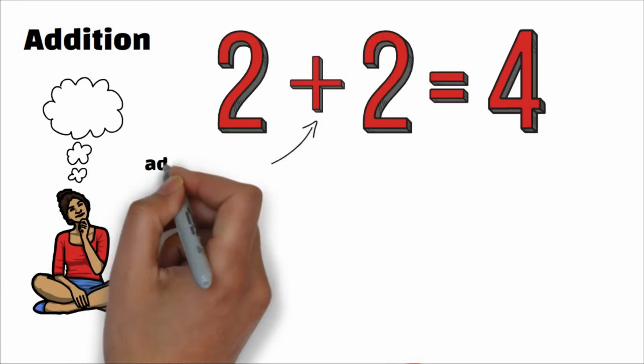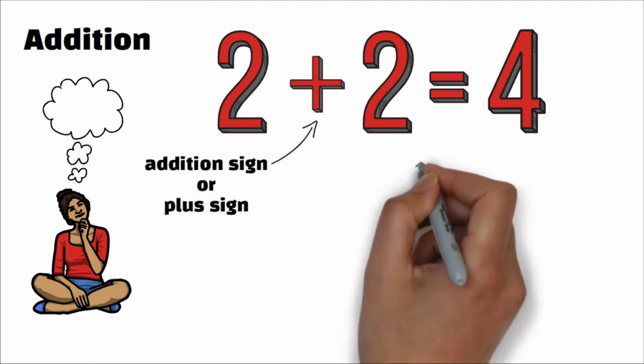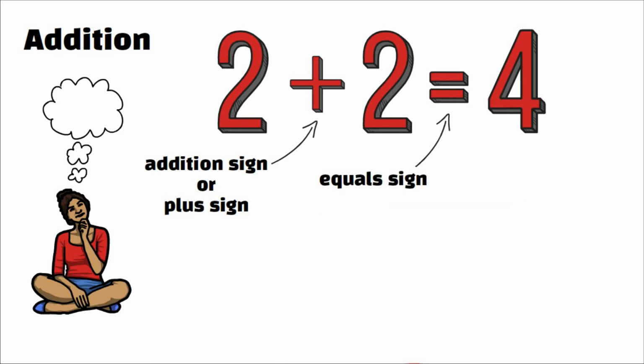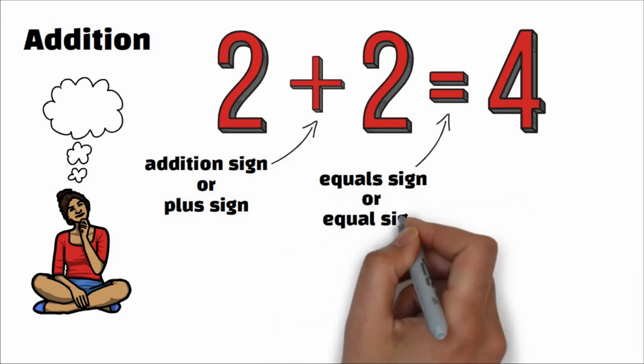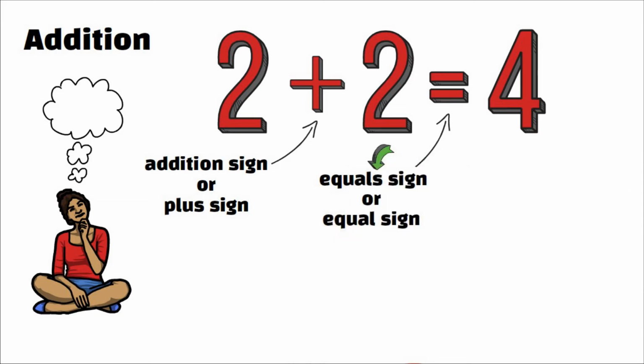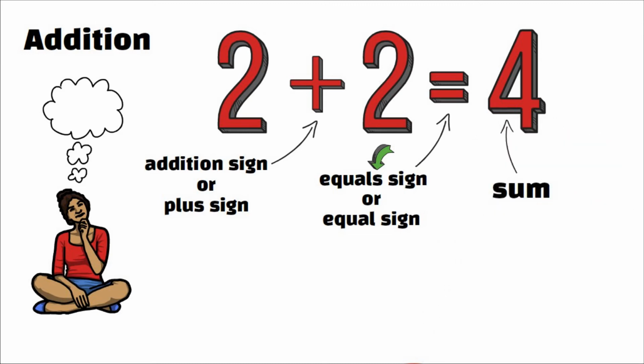The symbols here are the addition sign or the plus sign, and the equal sign, sometimes also called the equals sign, without the s at the end. The result, or the total, of an addition equation is called a sum.